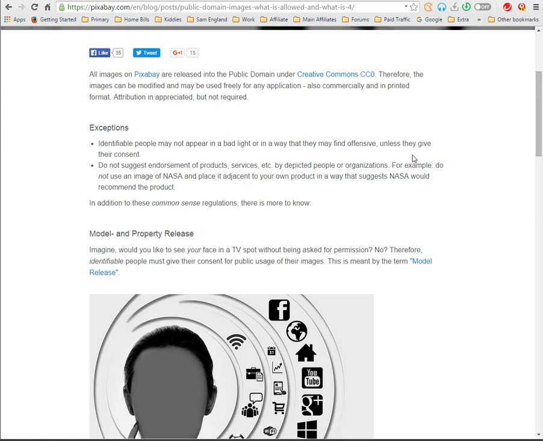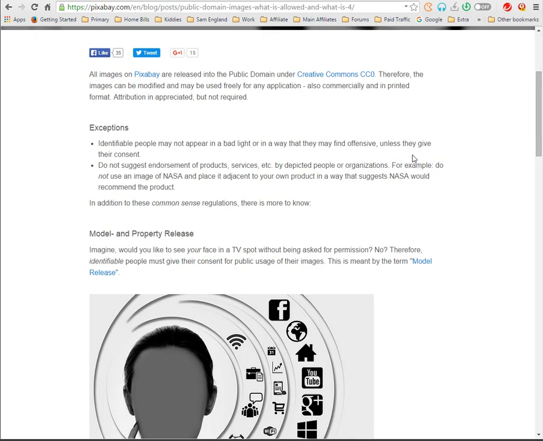There are exceptions to this. For example, identifiable people may not appear in a bad light or in a way that they may find offensive unless they first give their consent to do so. And also, do not suggest endorsement of products or services by depicted people or organizations. For example, do not use a NASA image and place it adjacent to your own product in a way that suggests that NASA would recommend your product.